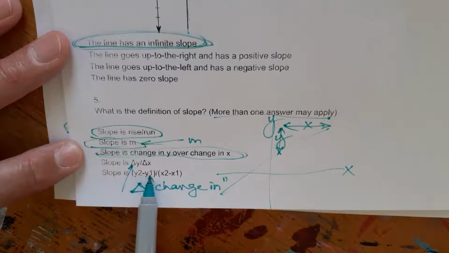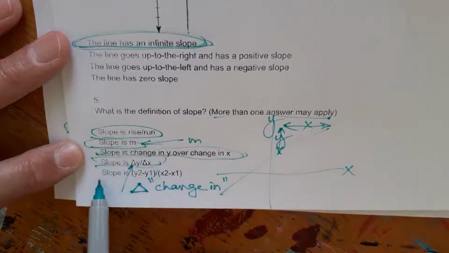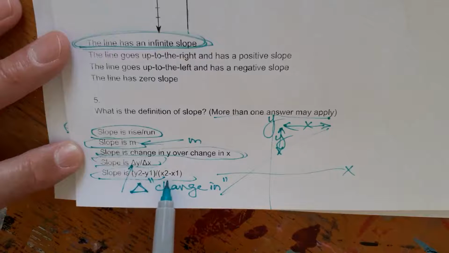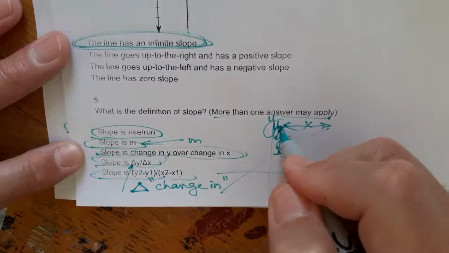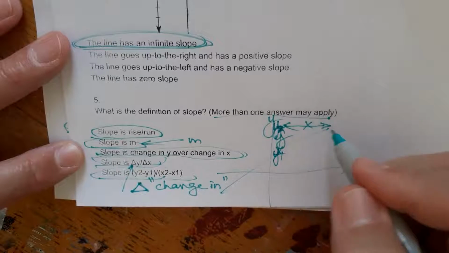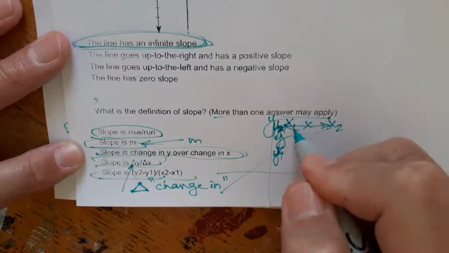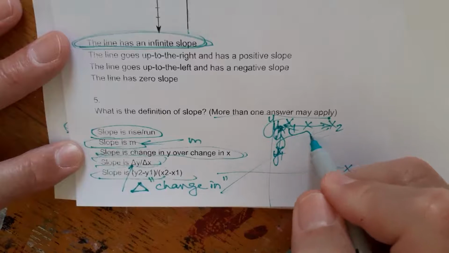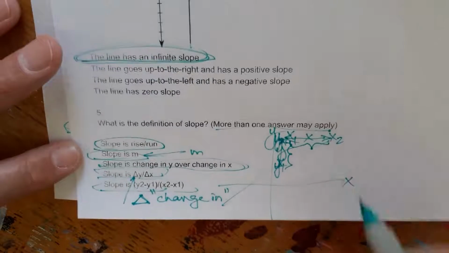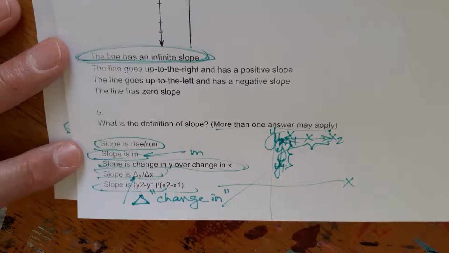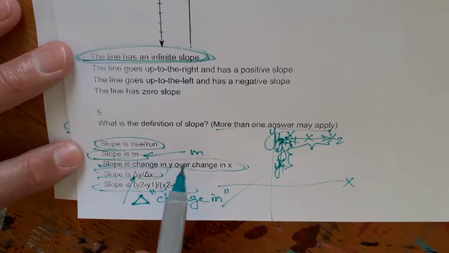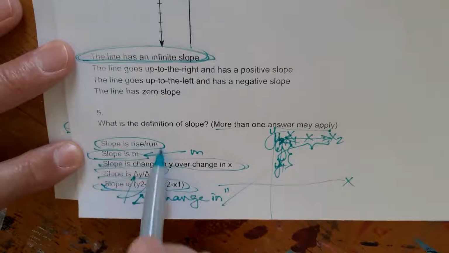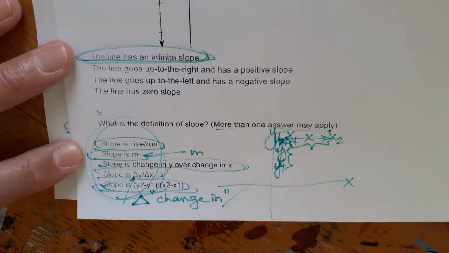Slope is y2 minus y1, so this one's right too. Slope is y2 minus y1 over x2 minus x1. To find the change in y, we take y2 up here, we subtract from it y1, we take x2 over here and subtract from it x1, and we get this distance here and this distance here. Right? So change in y over change in x, or y2 minus y1 over x2 minus x1. All of these answers are correct.